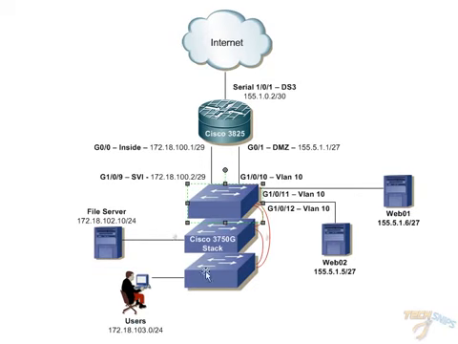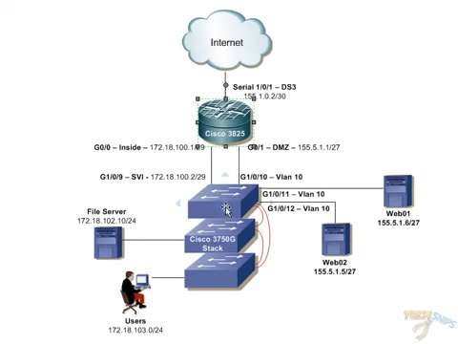Our inside network will be using the 172.18.0.0/16 private address space, which is also going to be NATed on the Cisco 3825 router using the IOS firewall features. In addition to the firewall, we will enable the IOS IPS features, the intrusion protection features, for added security.